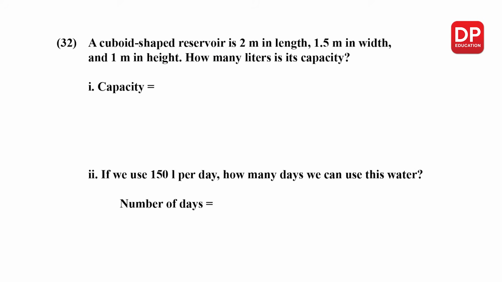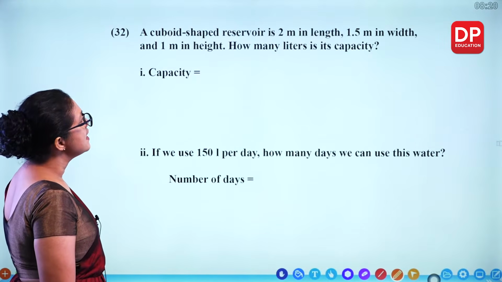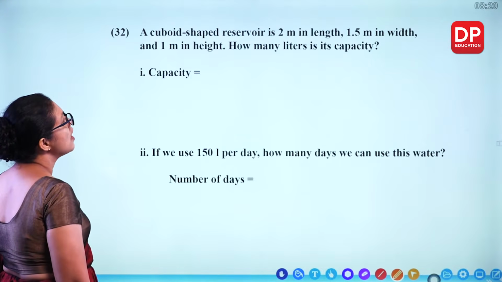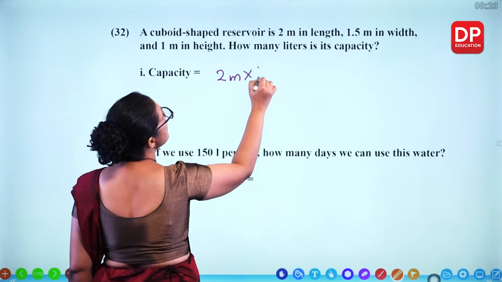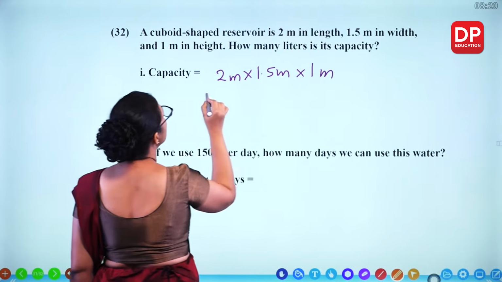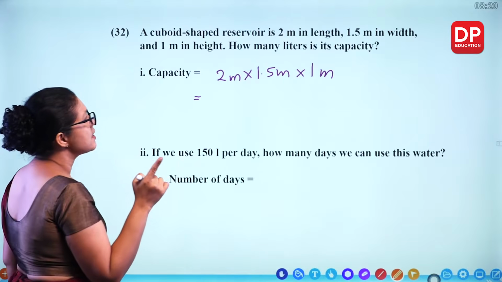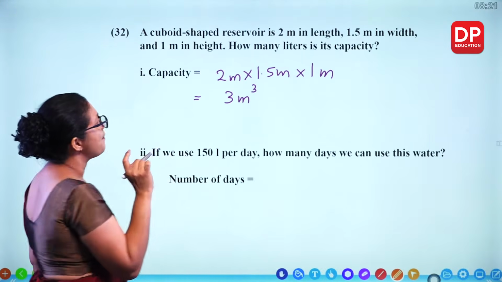A cuboid-shaped reservoir is 2 meters in length and 1.5 meters in width and 1 meter in height. How many liters is its capacity? So we can find out length into width into height. 2 times 1.5 is 3. 3 times 1, 3. 3 cubic meters are there.